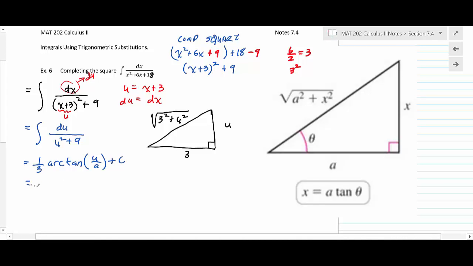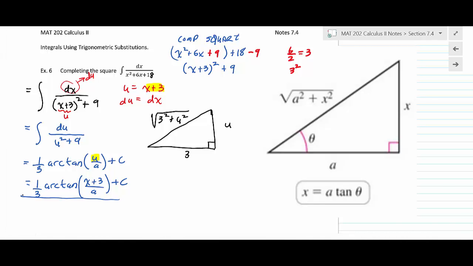And then what we'd have from here is 1/3 arctangent, and then u is going to be x plus 3. So then you could plug that back in like that. If you do that, you would have arctangent of x plus 3 over a, plus c, and that's what we learned how to do earlier in the semester. Now, is there any question about how we learned how to do that in the past with that basic form?